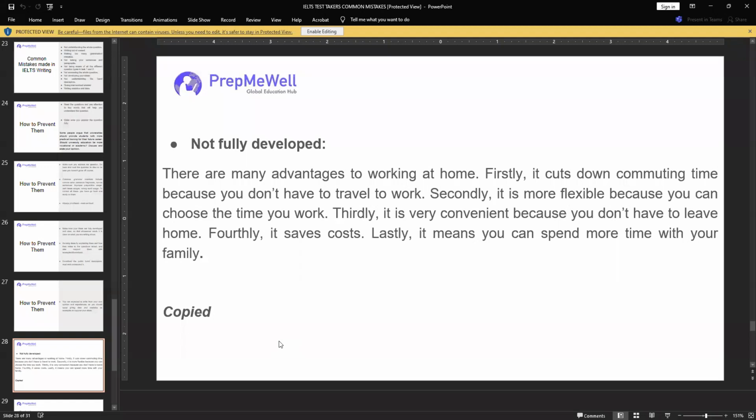Firstly, it cuts down commuting time because you don't have to travel to work. Secondly, it is more flexible because you can choose the time you work. Thirdly, it is very convenient because you don't have to leave home. Fourthly, it saves cost. Lastly, it means you can spend more time with your family. Now, I have like 5 points in this one paragraph.